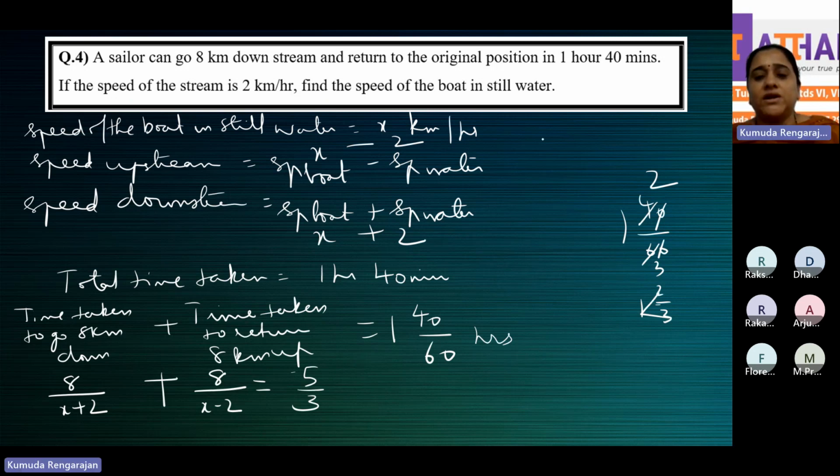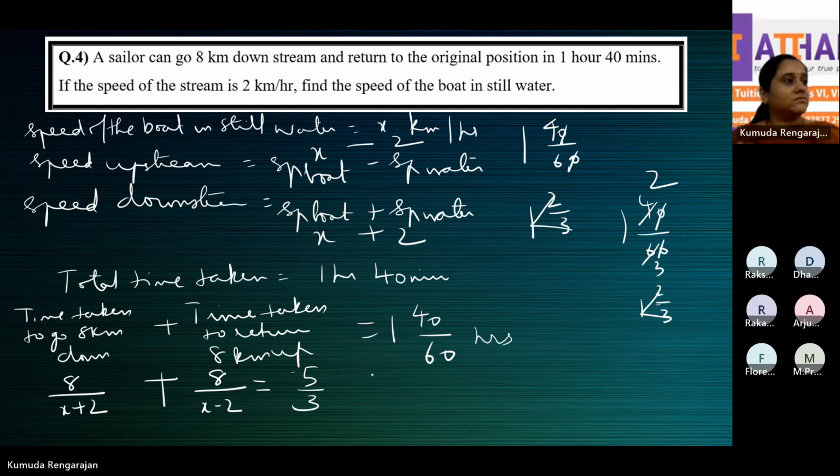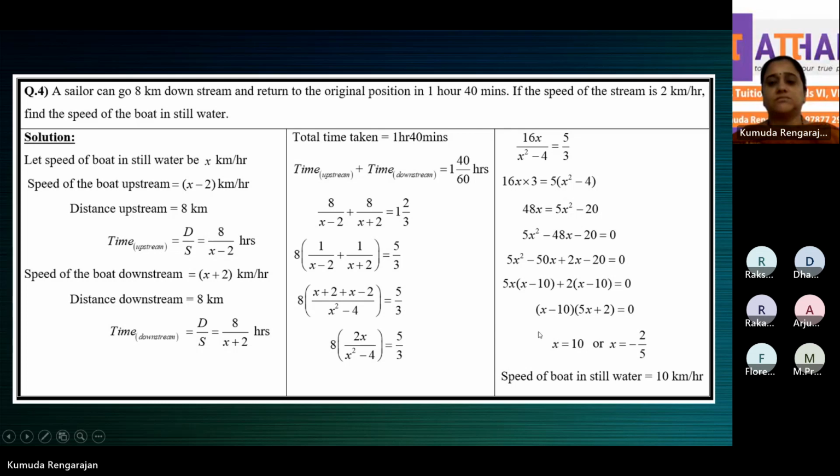So I said 1 hour 40 minutes, you should write 1 hour 40 minutes as 1 and 40 by 60. Then cancel the zeros. Then that is 1 4 by 6, or 1 2 by 3, mixed fraction, 5 by 3. Solve it. Work, children.